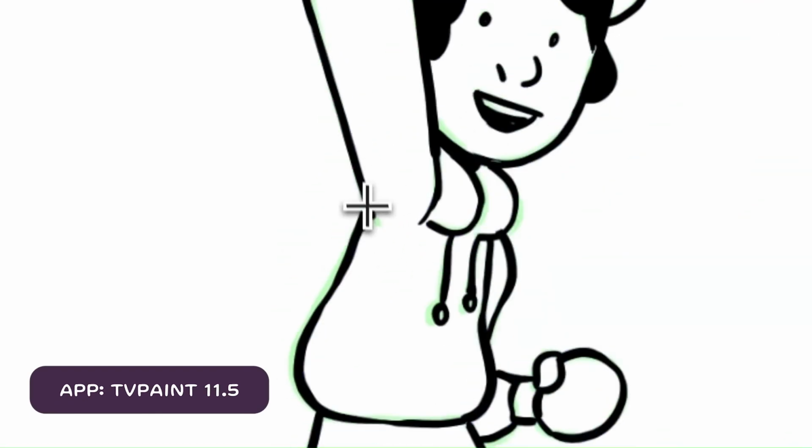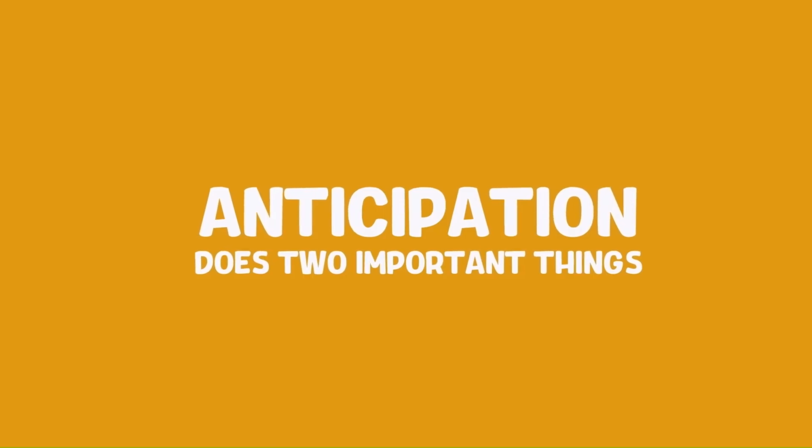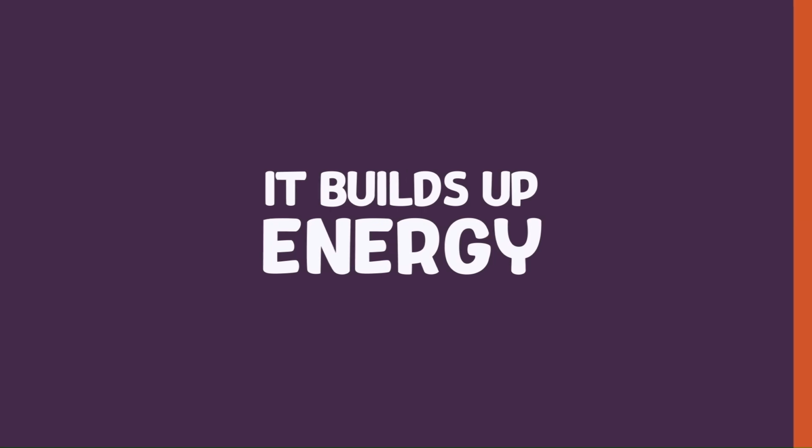Put simply, anticipation is a movement before your main action, and overshoot is a movement at the end of your main action. So this bit here is anticipation, and this bit here is overshoot. Anticipation does two important things. It builds up energy, and it helps with clarity.